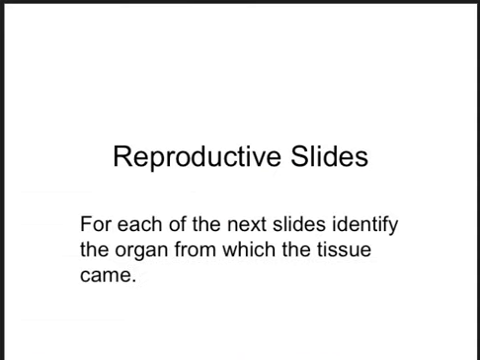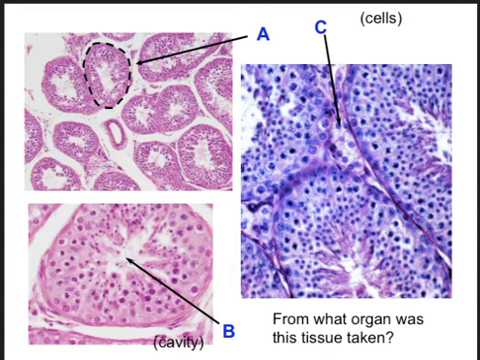Okay, for each of the next slides, identify the organ from which the tissue came. Okay, A is indicating a seminiferous tubule coming from the testes of the male. B is pointing to the lumen of the seminiferous tubule. C is pointing to the interstitial cells between the seminiferous tubules. Interstitial cells indicated here. And what you're looking at basically is the birthplace of sperm.